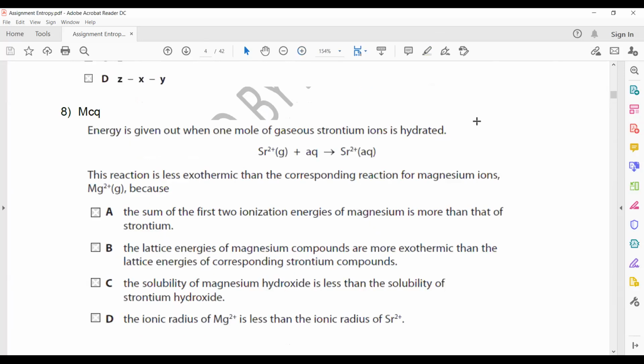Energy is given out when 1 mole of a gaseous strontium ion is hydrated. This energy is less exothermic than the corresponding value for magnesium. Why does magnesium give more energy as compared to strontium? What's the reason for that? Basically, the hydration energy is more. Why? Because magnesium is smaller in size, so it has a higher hydration energy.